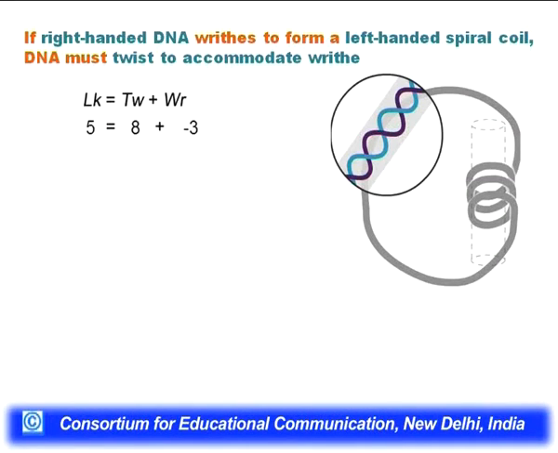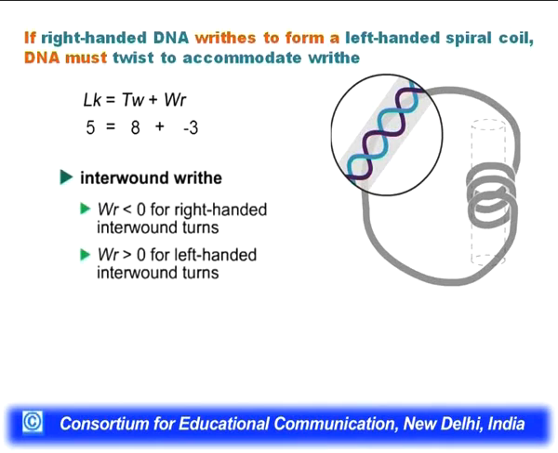When it is rotating around its own helix, then if the right is rotating in a right manner, then it is basically given a particular kind of value. So if right-handed DNA writhes to form a left-handed spiral coil, DNA must twist to accommodate the writhe. So the writhe in this case will be negative because the twists are increasing. So again, just to repeat this because it's a little confusing, but you have to remember this: in the case of interwound writhe, if it is a right-handed interwound turn, then the writhe is less than 0, it's given a negative value, and writhe is greater than 0 for left-handed interwound turns.